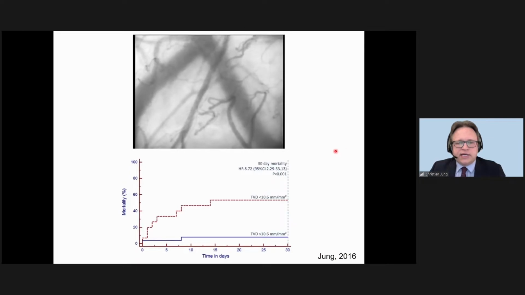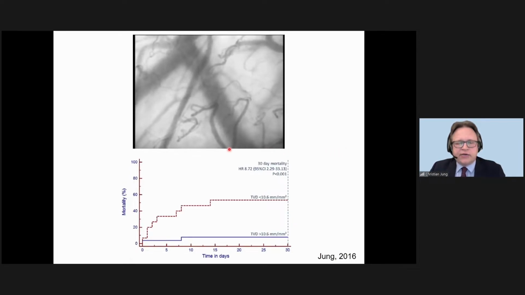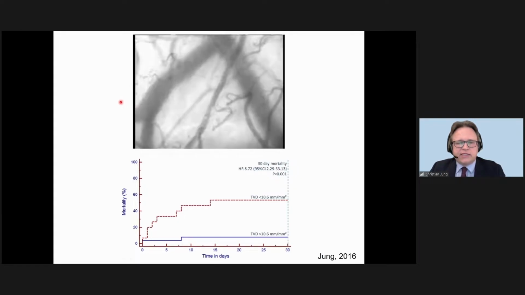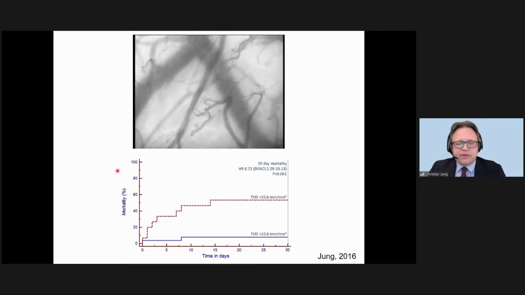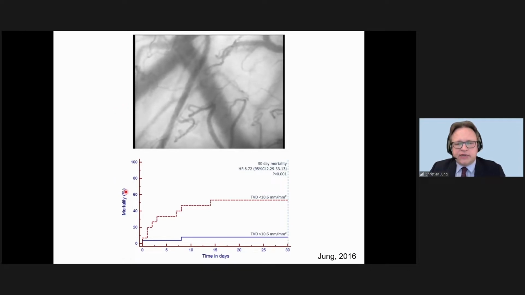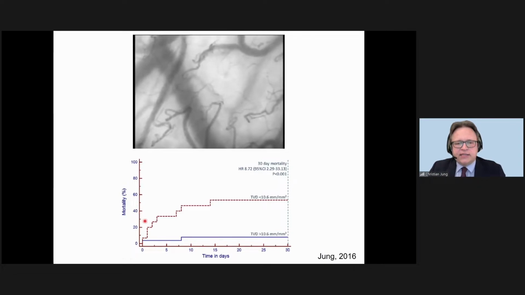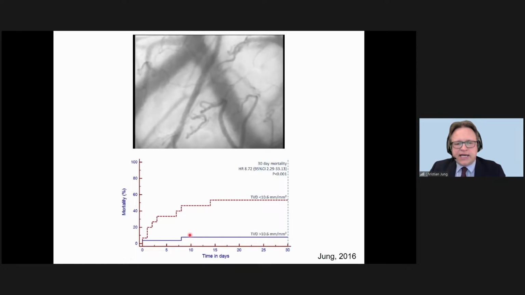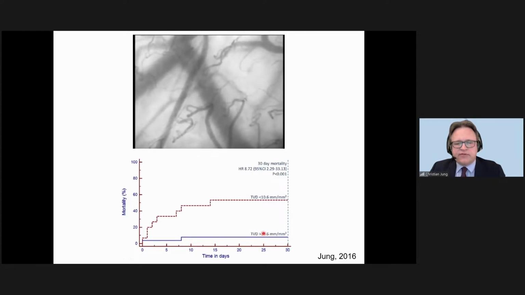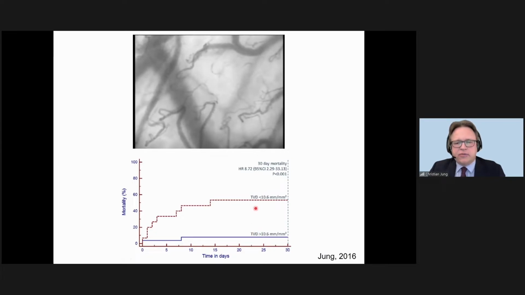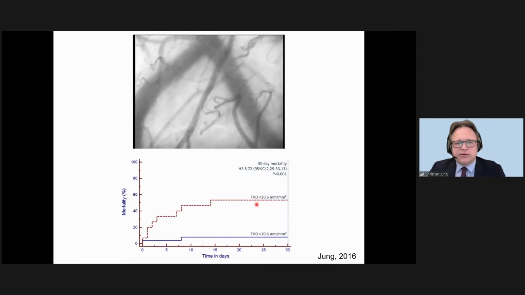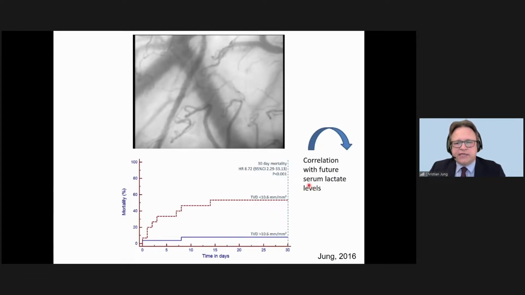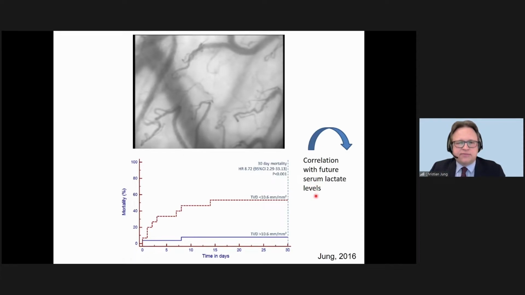And we also did that in cardiogenic shock patients, and you can derive these images from the sublingual mucosa directly at the bedside of the patient. For example, assessing this in cardiogenic shock patients, I will not go into the details of how to analyze it, but a sustained microcirculation is associated with very low mortality rates compared to high mortality rates with impaired microcirculation. And we were even able to predict future lactate levels in these patients.